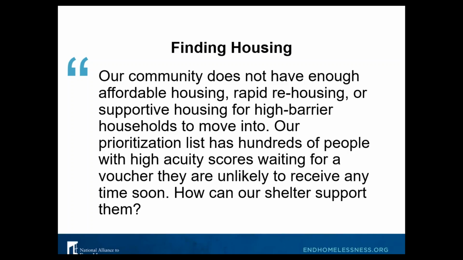But then that does raise a challenging question, which is the pushback of, our community does not have affordable housing. We don't have enough permanent supportive housing vouchers. We don't have enough rapid rehousing. Folks who have high barriers don't have landlords that will take them. One person shared that their prioritization list has hundreds of people with very high acuity scores that are waiting for a voucher that they are unlikely to receive anytime soon. How can a shelter support those folks?